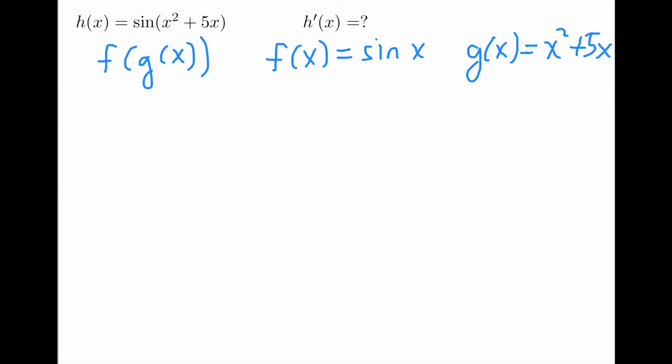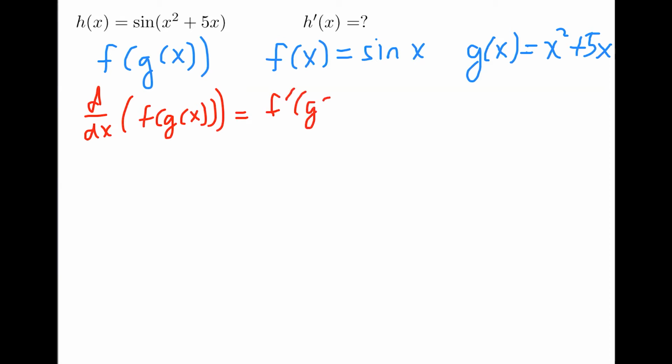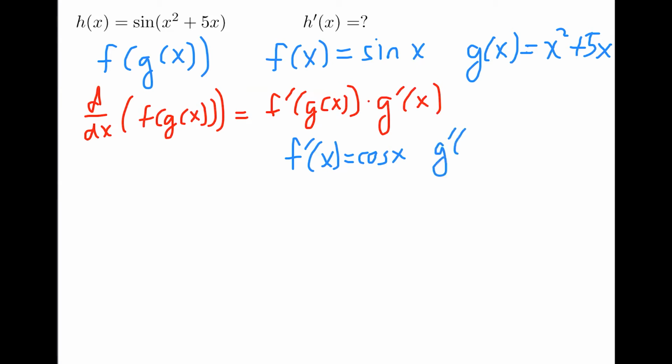Okay, so before we can take the derivative of h of x, let's think about what ingredients we need. The chain rule says that the derivative of f of g of x is equal to f prime with g of x plugged in place of x, and then multiplied by g prime of x. So basically this means that we need to know what f prime is, and in this example, f prime is going to be the cosine of x, and we also need to know what g prime is. g prime is going to be 2x plus 5.